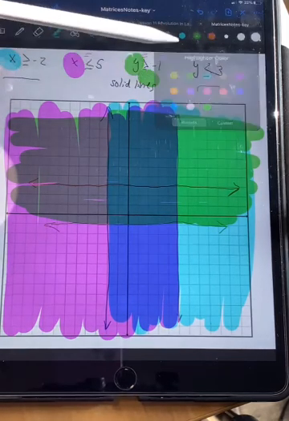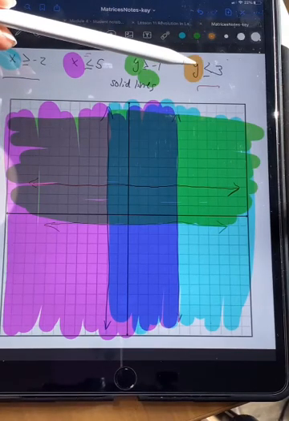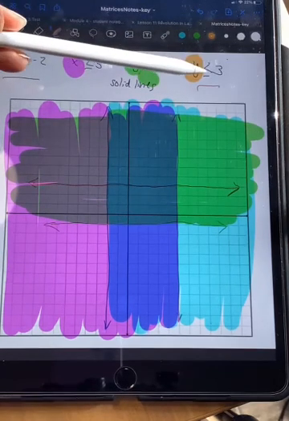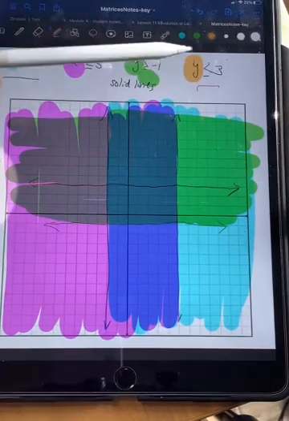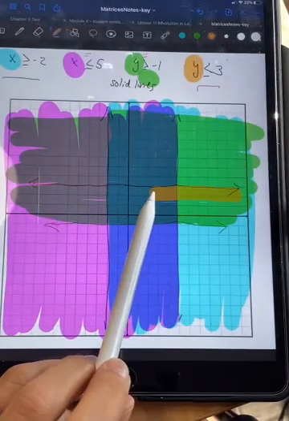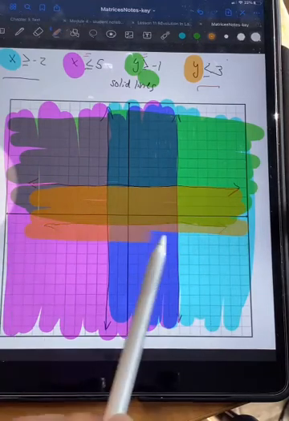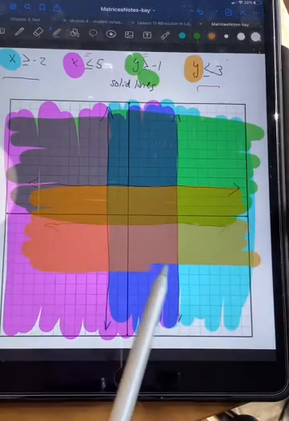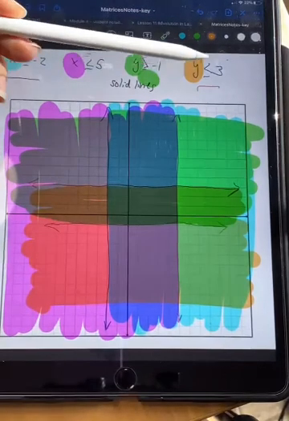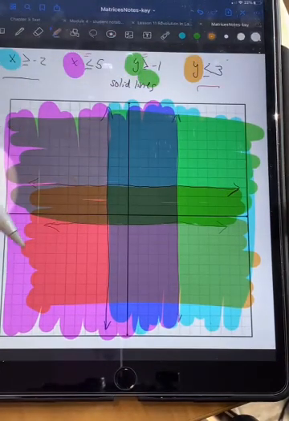Now we're going to pick our orange one. Here again, we are working with y values, so we are shading vertically. So y is less than or equal to 3. So we find our y equals 3 line. And I'm going to shade y values that are less than 3. So I'm going all the way down. Oh, I just shaded over 0, 0 again. Should I have done that? Is 0 less than or equal to 3? Yes. 0 is less than or equal to 3. I should have shaded over 0, 0.